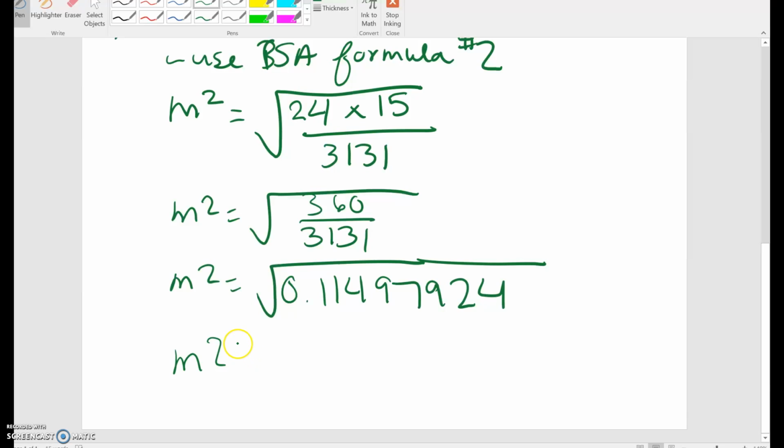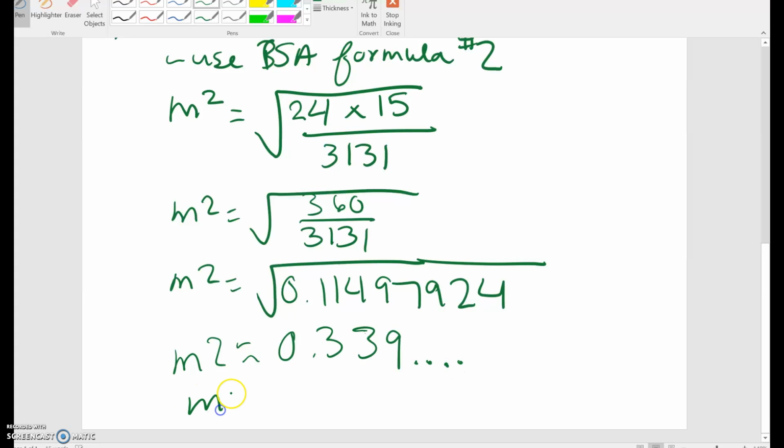So when you take the square root of that entire number, let's just make sure that my answer is correct. We have 24 times 15 is 360 divided by 3131. That number is 0.1149792, which is correct. And I am going to take the square root of that entire number, which gives me 0.339, and it's got a bunch of numbers behind it.